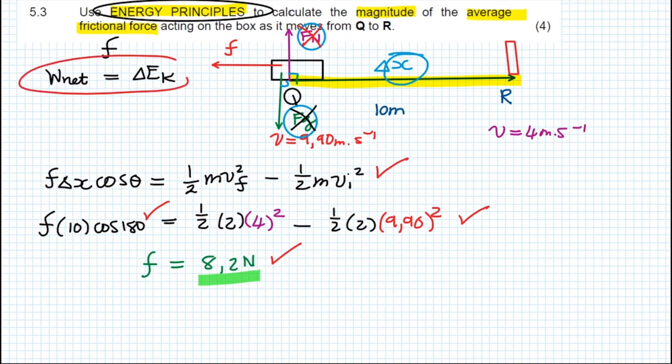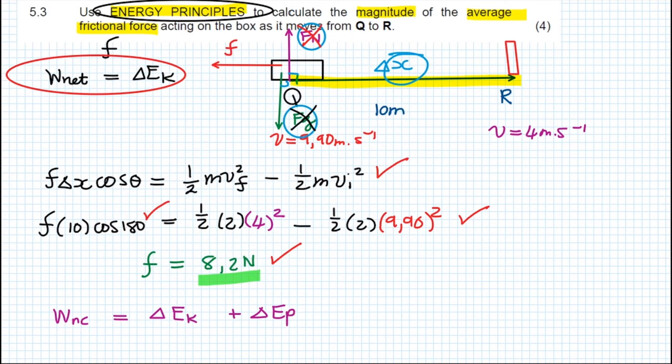We call this the work energy theorem. The work energy theorem in general says that the work done by the non-conservative forces is equal to the object's change in kinetic energy plus its change in gravitational potential energy.